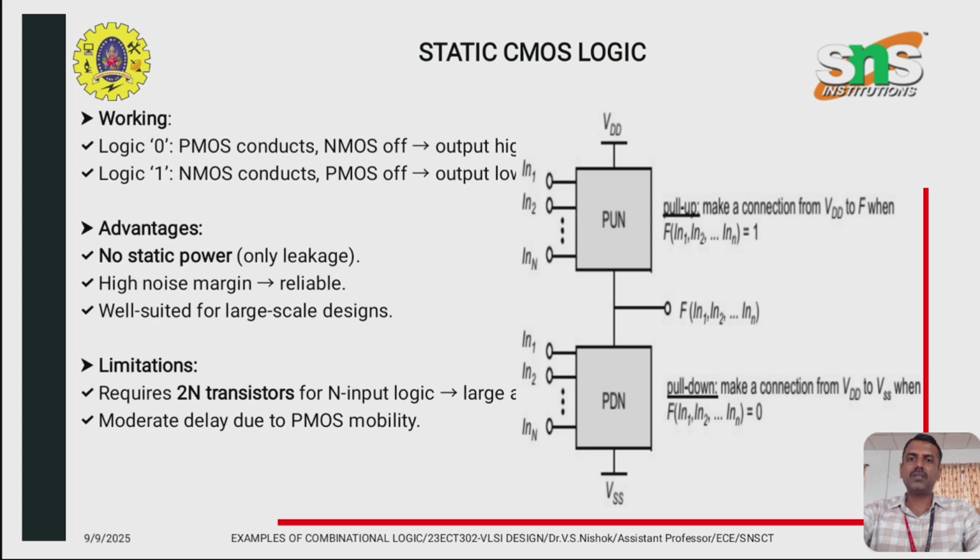The advantage of this static CMOS is no static power, other than the gate leakage, sub-threshold leakage or some other leakages. Other than this, there is no static power. Here we have a high noise margin because it is reliable, so it is well suited for large scale designs.